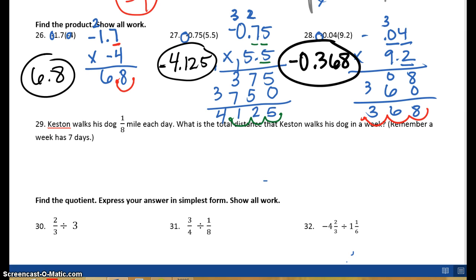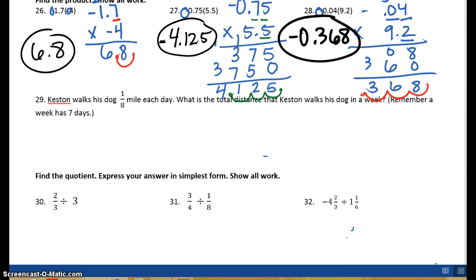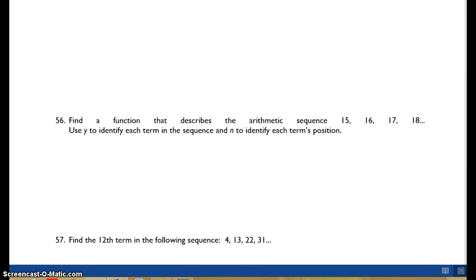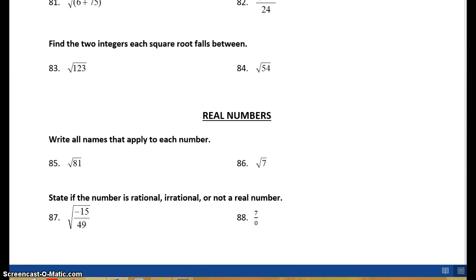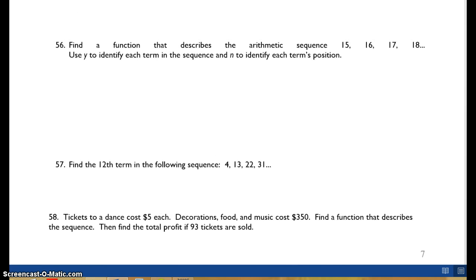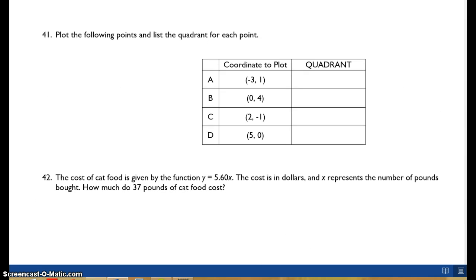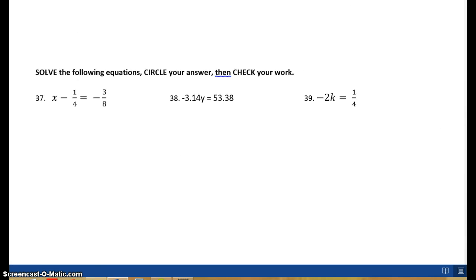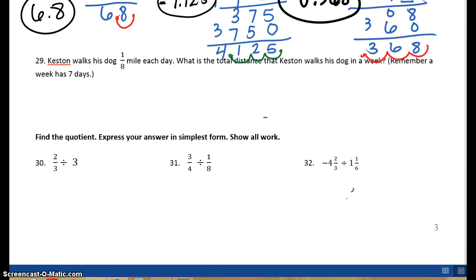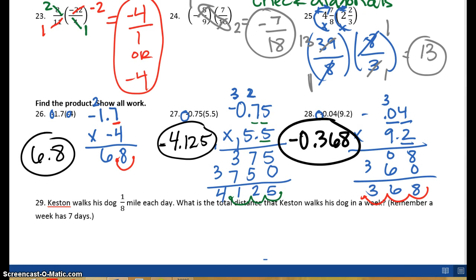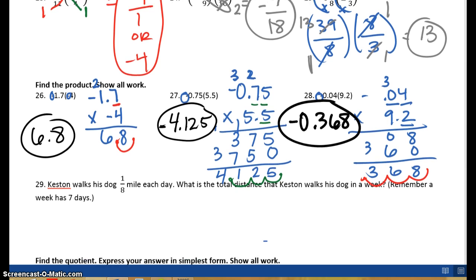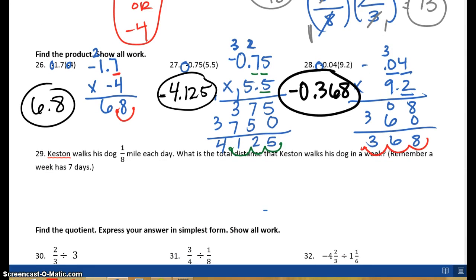Number 29 here is a word problem. It reads, Keston walks his dog 1/8 of a mile each day. What is the total distance that Keston walks his dog in a week? Remember, a week has 7 days, just a reminder for us.